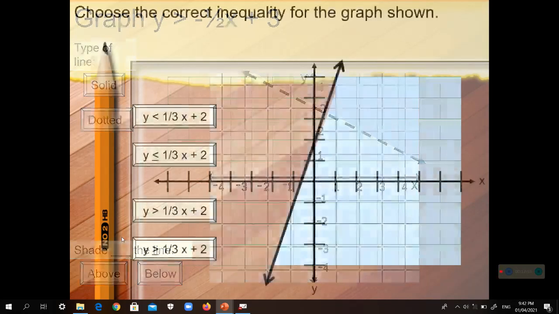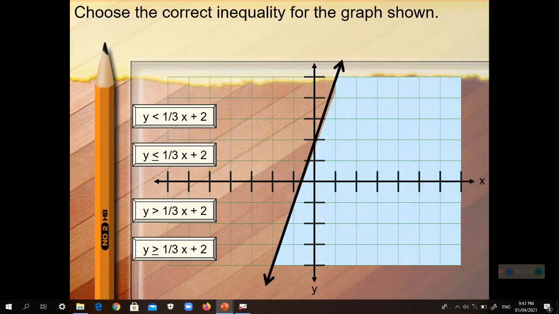Okay, next. How about this one? You are going to choose the correct inequality for the graph shown. Okay, so in the first one, we have y is less than 1/3 x plus 2. The second one, we have y is less than or equal to 1/3 x plus 2. The third one is y is greater than 1/3 x plus 2. And the last is y is greater than or equal to 1/3 x plus 2.